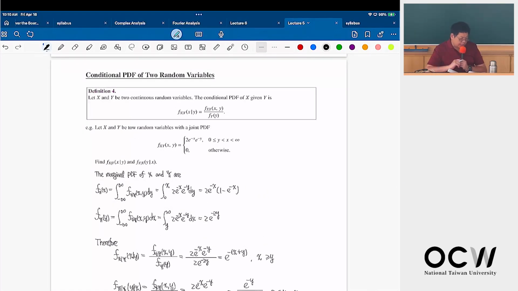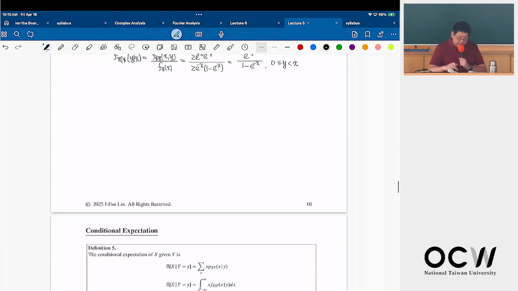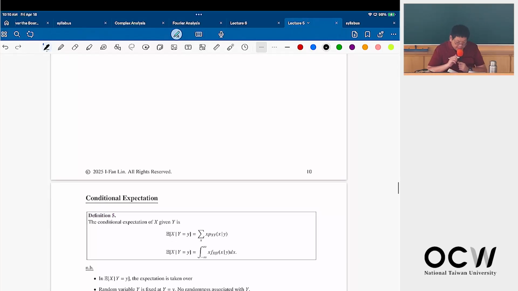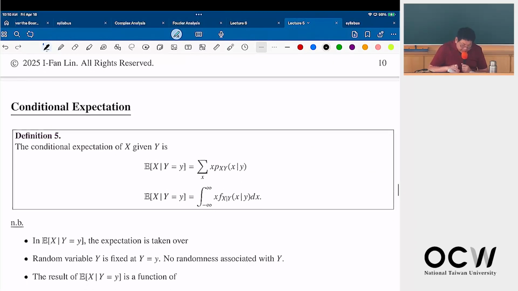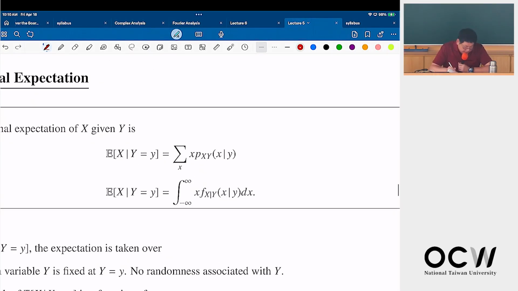Okay, now since we know the conditional PMF and also the conditional PDF, next, how do we find the conditional expectation? Here's the definition of the conditional expectation for the discrete case and also the continuous case. First, that's the discrete case. The second is for continuous.